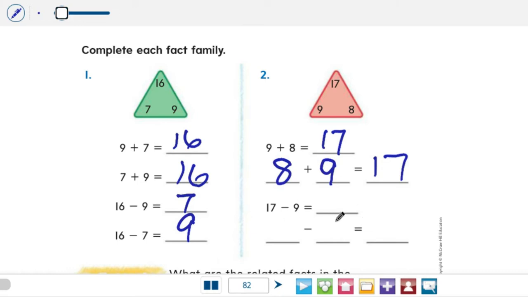Well, let's check out our subtraction problem now. I've got 17 minus 9. All right, 17 minus 9. So I start at 17.